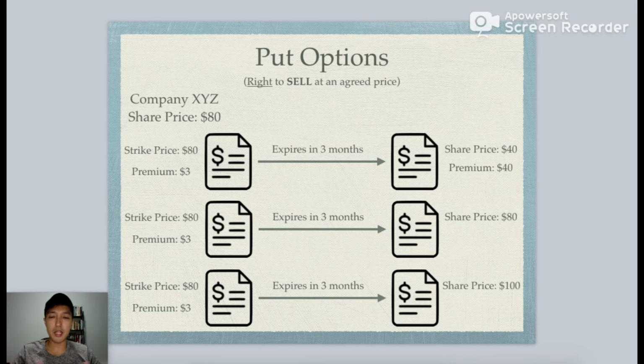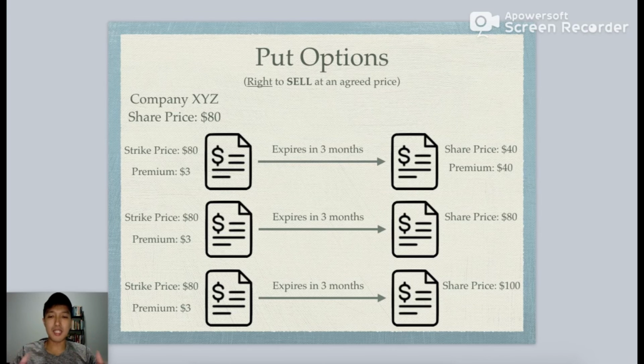Right, how about the second scenario where the share price stays the same? If you can sell at $80 when the market is at $80, there's likely no difference. You would just sell at the market at $80. So you will leave this contract worthless, just let it run by itself, and it isn't worth anything. You won't be doing anything at all.